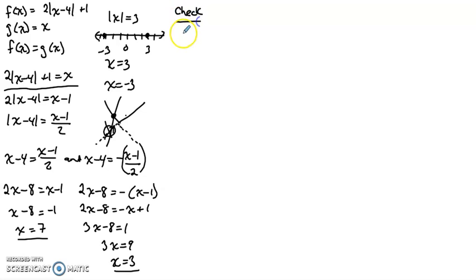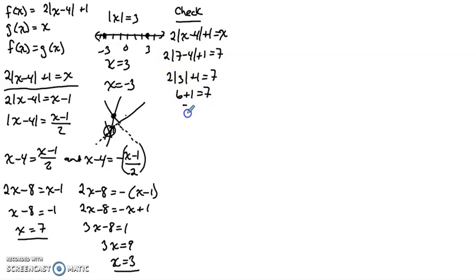So if we're checking, we would get 2 times the absolute value of x minus 4, plus 1 equals x. Let's check x equals 7 first. We end up with 2 times |7 minus 4| plus 1 equals 7. 7 minus 4 is 3, so 2 times the absolute value of 3 is 2 times 3, which is 6, plus 1 equals 7, and we get 7 equals 7. So we know then that this is in fact a solution.